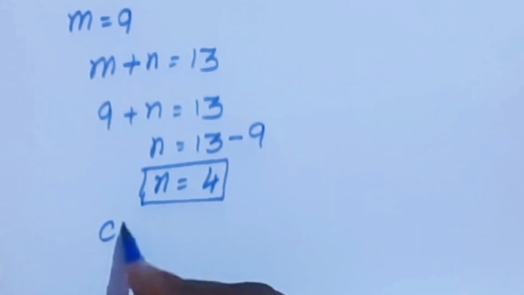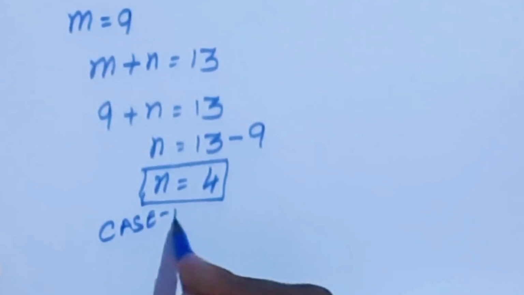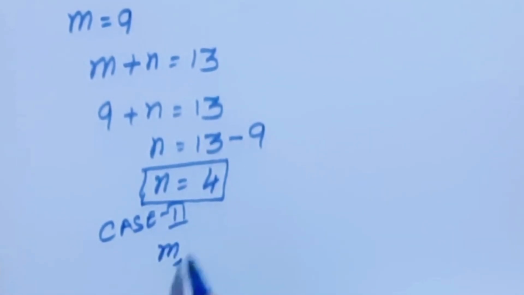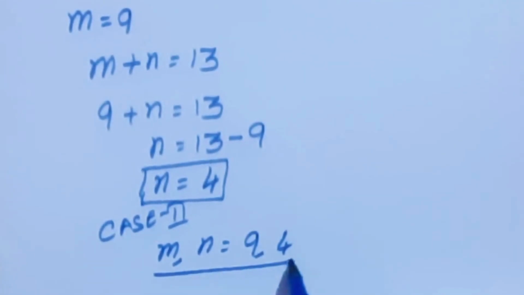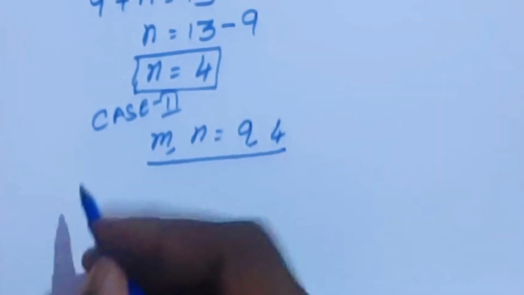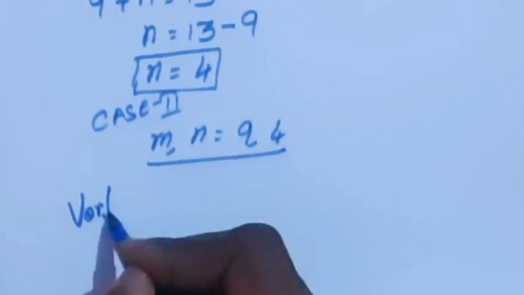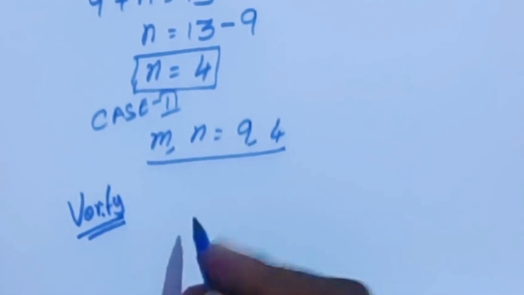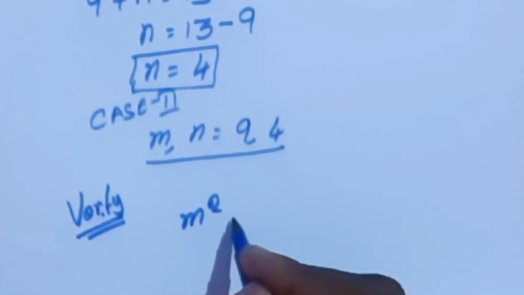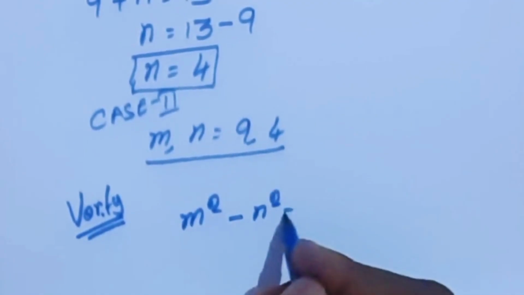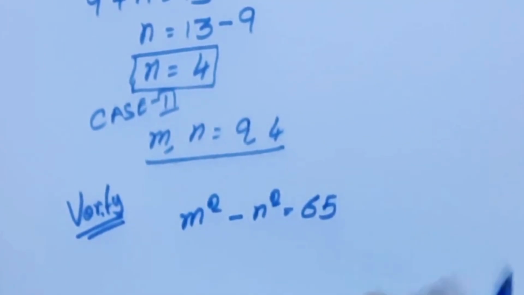So in case 2, we got m comma n equal to 9 comma 4. This is the value. Now we are going to verify this. Verify in the equation that m square minus n square equal to 65.